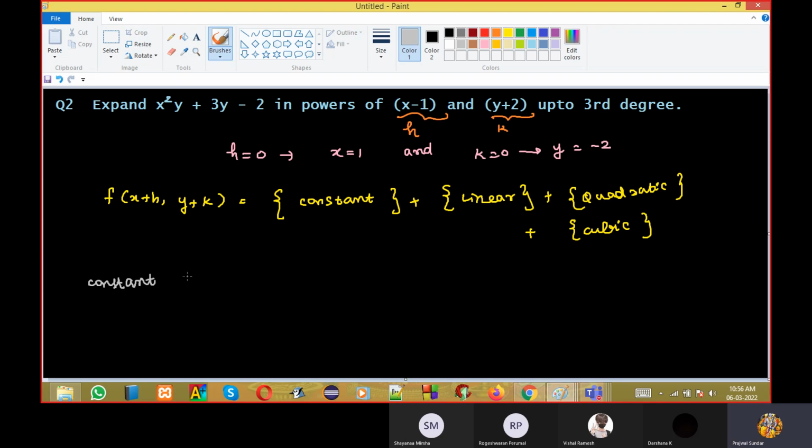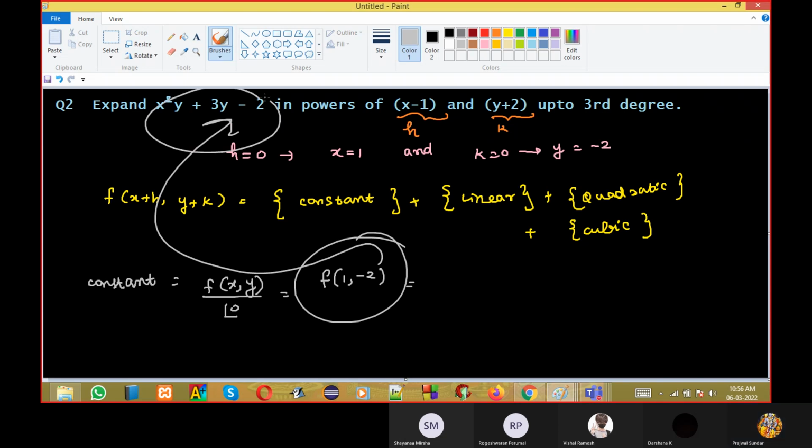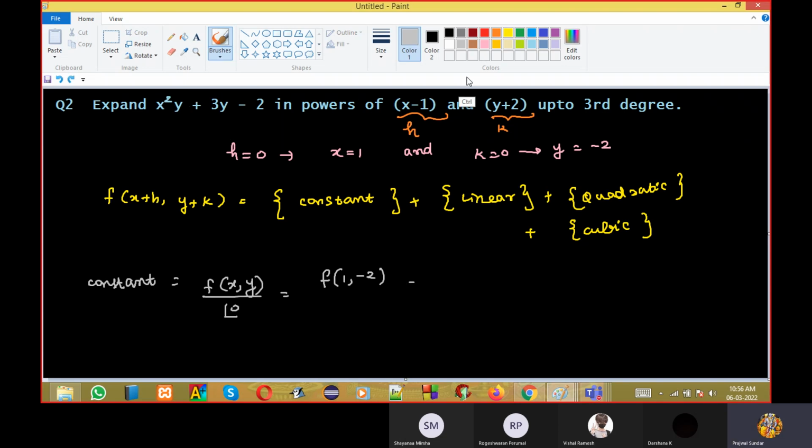What is the constant? The constant will be just f of x comma y by 0 factorial. What is f of x comma y? That is nothing but f of 1 comma minus 2. 0 factorial is gone. Substitute 1 comma minus 2 in f of x comma y. Tell me what you will get. Minus 10.